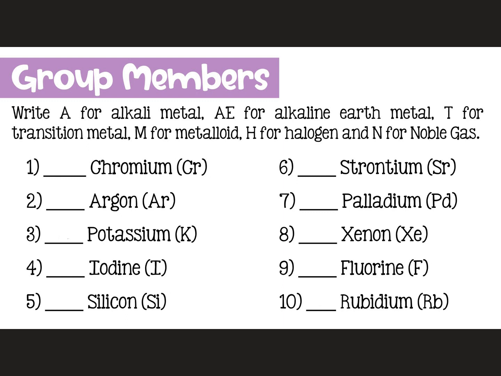Notice how group 1 is the alkali metals, group 2 is the alkaline earth metals, groups 3 through 12 are the transition metals, group 17 is the halogens, and group 18 is the noble gases. The staircase is the metalloids. Everything above and to the right of the staircase makes up the other nonmetals group, and everything below and to the left makes up the other metals group.